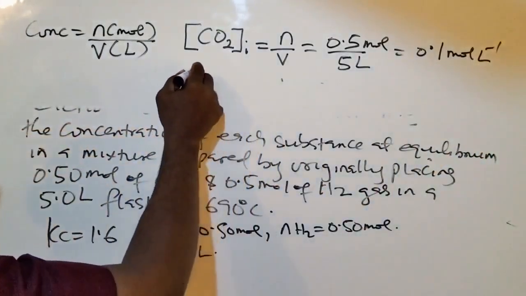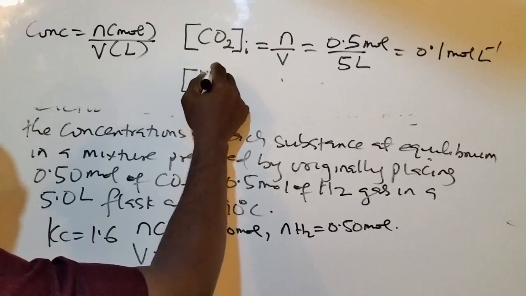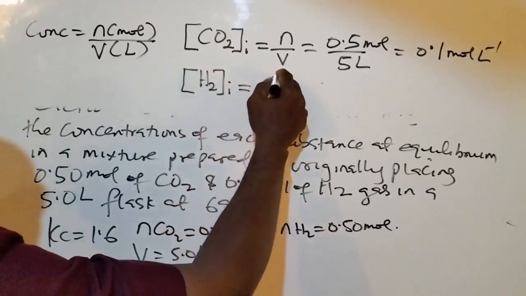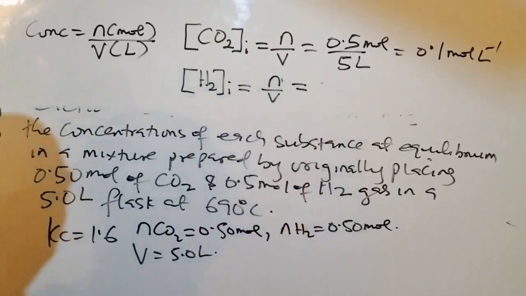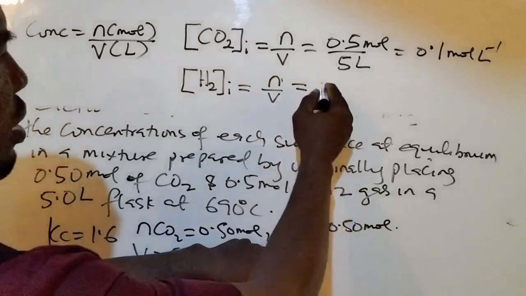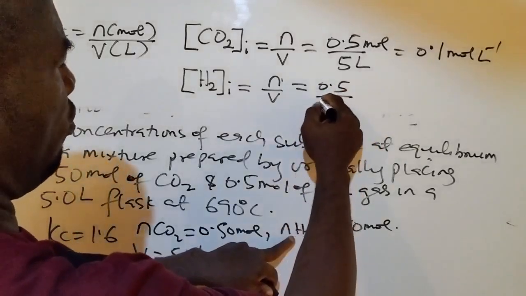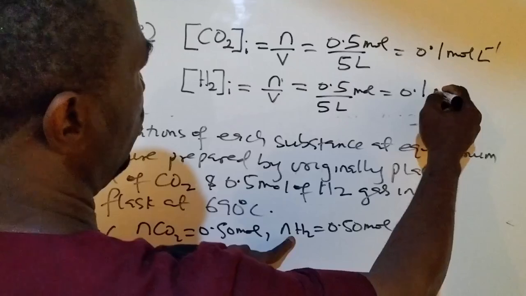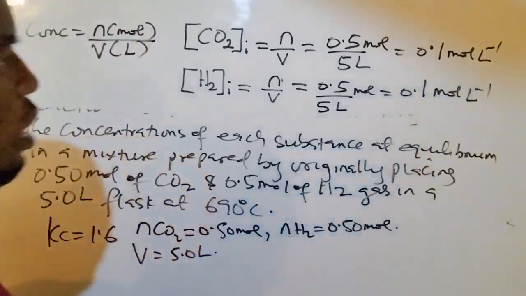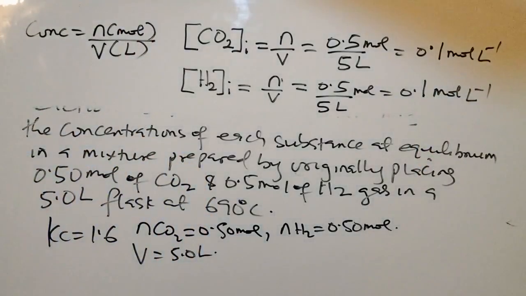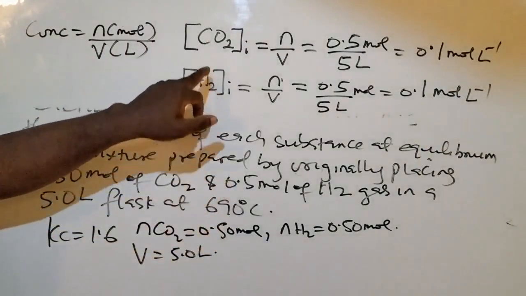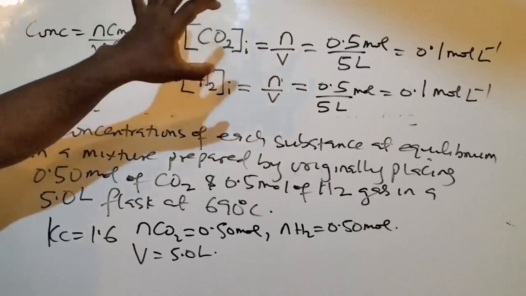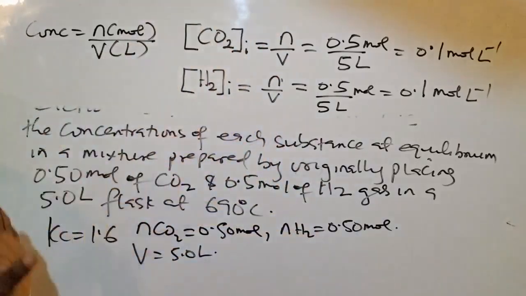The same thing applies for the initial mole of hydrogen in the flask. We're going to have N over V, the initial concentration of hydrogen in the flask. We have the same number of moles of hydrogen, 0.5, the same volume of flask, 5 liters. That gives us the same 0.1 mole per liter. So having obtained the initial concentration, remember that this is not the concentration at equilibrium; that's the initial concentration introduced into the flask, not the equilibrium concentration. So you have to understand the question very well.